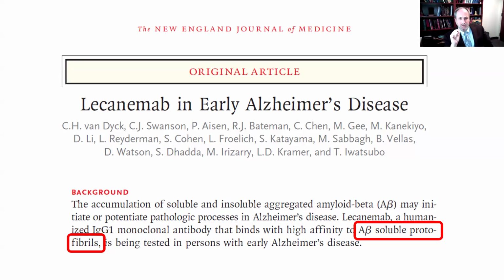Lecanemab is kind of promoted as a drug that targets soluble protofibrils. And they show that by in vitro testing and so forth. And it is said to have a roughly 10-fold increased affinity for soluble protofibrils compared to insoluble. And I don't think that's something that I would dispute.